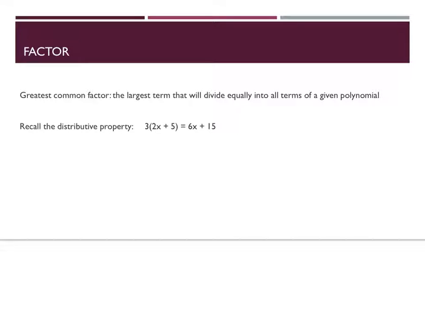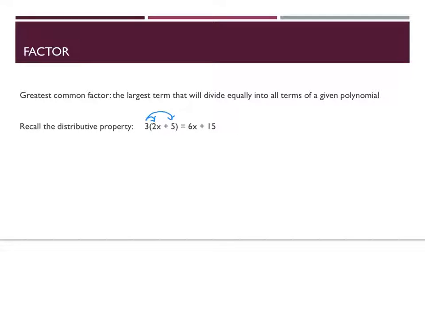Now remember when we learned how to do the distributive property, where we had a number outside parentheses, and we were going to clear the parentheses by multiplying the number on the outside by each term inside. So 3 times 2 was 6, and we kept the x. 3 times 5 was 15. And our final answer was 6x plus 15 because nothing there would combine.